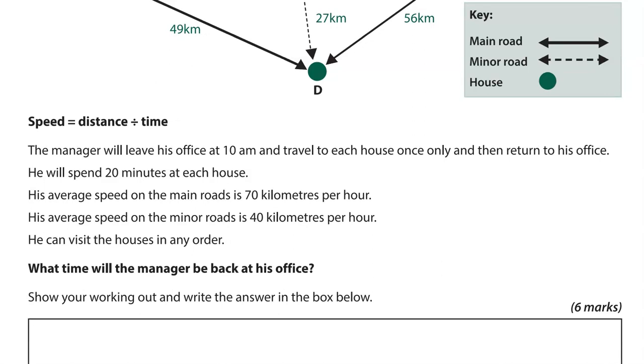The manager will leave his office at 10 a.m. and travel to each house once only, and then return to his office. He will spend 20 minutes at each house. His average speed on the main roads is 70 kilometers per hour. His average speed on the minor roads is 40 kilometers per hour. He can visit the houses in any order.